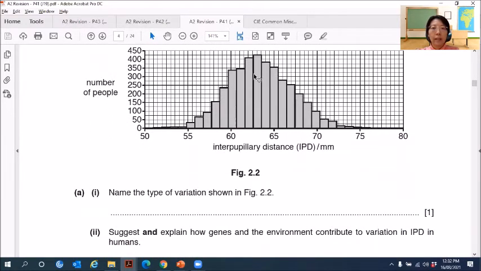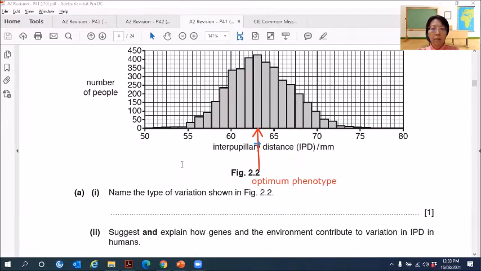Right in the center is the optimum phenotype. Okay, you learned already, right? So right in the center here, where there's a maximum number of people having the phenotype, this is the optimum phenotype of this population at this time. Optimum phenotype. Okay, so name the type of variation shown here.